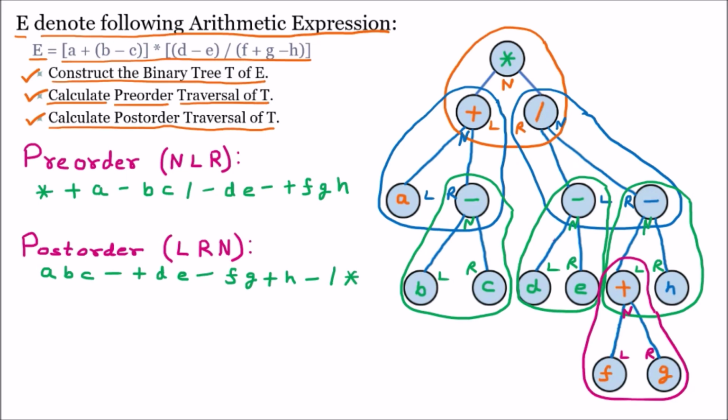So here in this question we have learned how to construct the tree from the arithmetic expression. We know that the arithmetic expression is the in order. So from that we have constructed a tree. Then afterward we have calculated the pre-order and the post-order expression. So that is how we can construct the tree from the arithmetic expression.